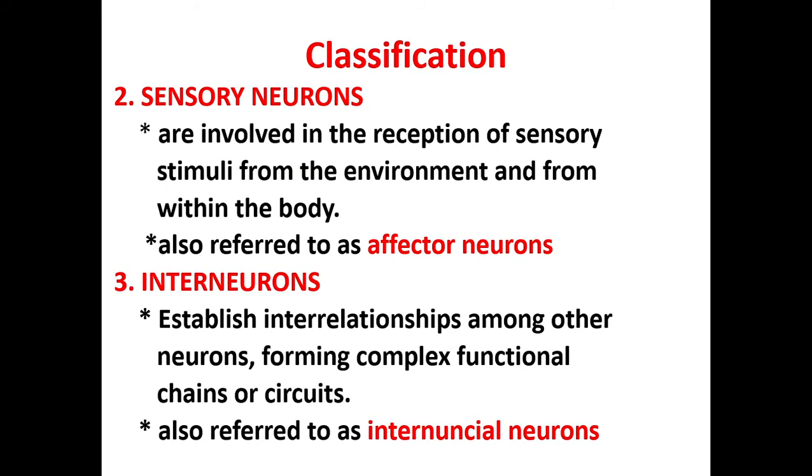The second type of nerve cells are the sensory neurons. They are involved in the reception of sensory stimuli from the environment and from within the body. So they are also referred to as receptor neurons. The third one is the interneurons. They establish interrelationships among other neurons, forming complex functional chains or circuits. They are also referred to as internuncial neurons.